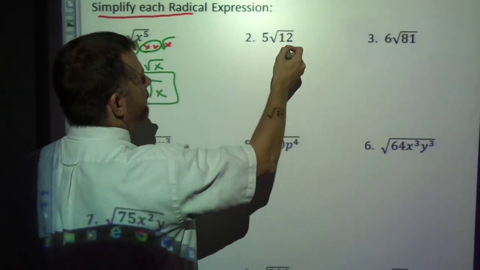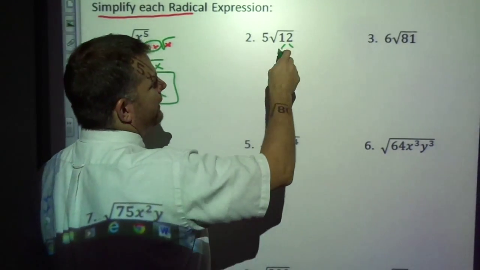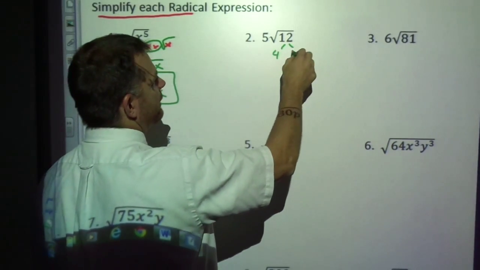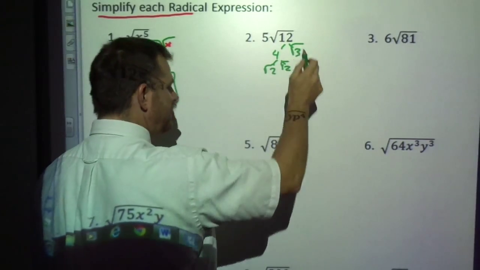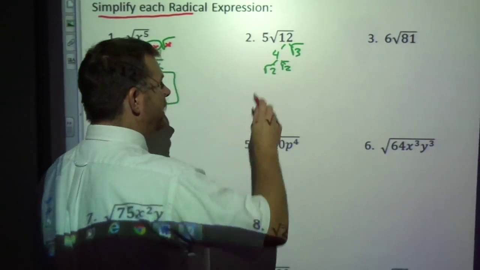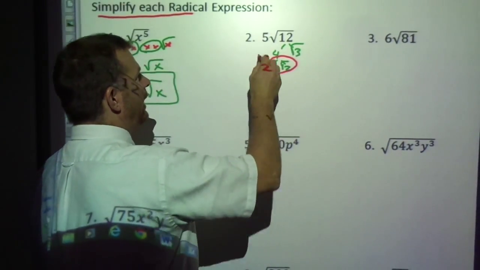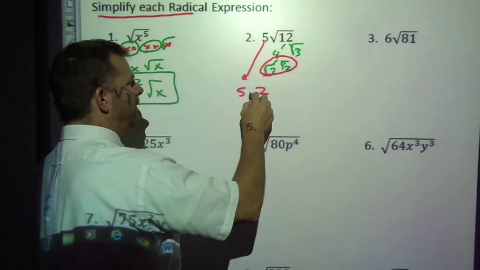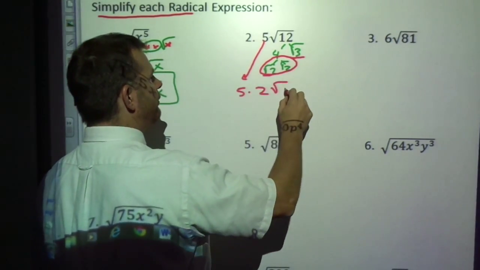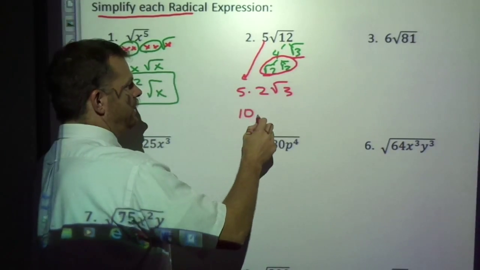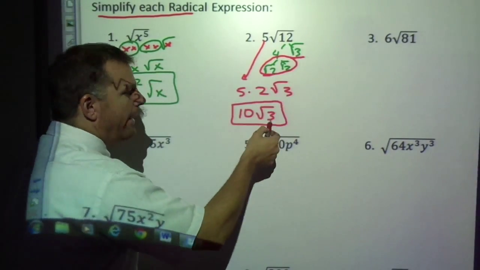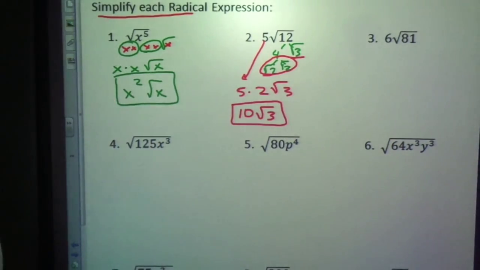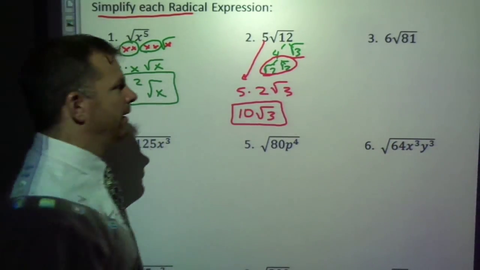Here we have 12. So this can be broken down to be 4 and 3, 2 and 2. Radicals on all of these. I have a pair of squares. I have a 2 here. I have a 5 up here. And I've got 1 radical 3 left over. So it's 10 times radical 3. And you notice how I started with a 12 and now I've got a 3. I've made it smaller. It is now simplified.